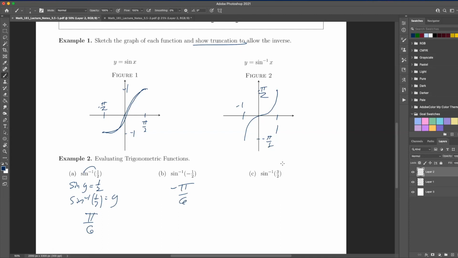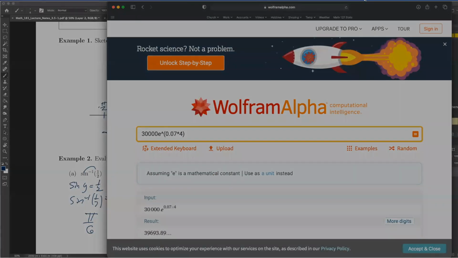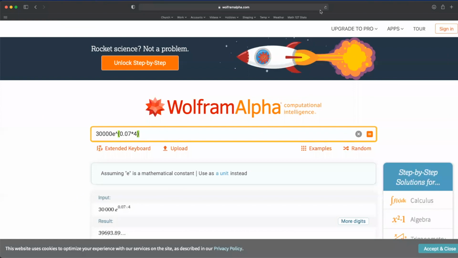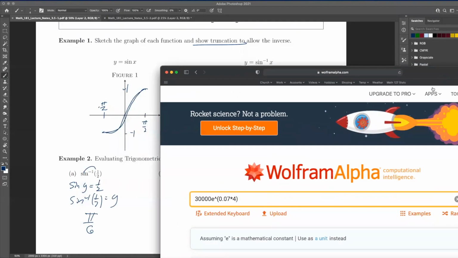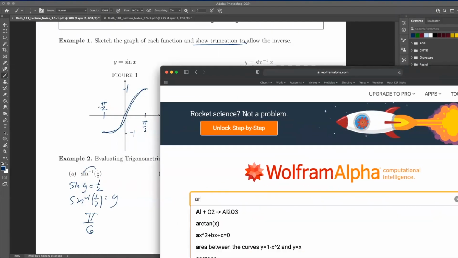What happens if I want to find the inverse sine of 3 halves? Let's see what the calculator gives us. Let me show you how to type this in. When I'm typing this into Wolfram Alpha, I don't want it that big. When I type this into Wolfram Alpha, I always type in arc whatever. And so here I'll type in arc sine. And let's go ahead and check the other two real quick.